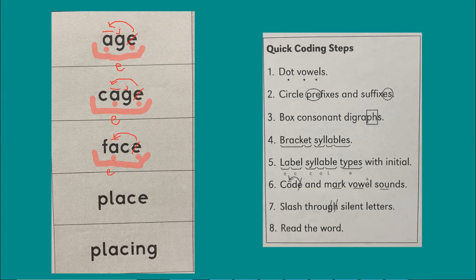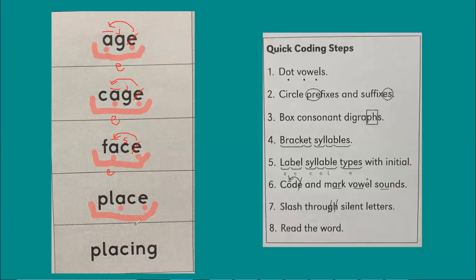And then we see that soft C. There's a C with the E after it. Face, and it has that S sound. So we put the S over. Okay, and that's what you do for face. The next one is place. So we dot our vowels, and then there are not any prefixes, suffixes, or consonant digraphs. So next we bracket our syllable, place. So we go all the way across, that's one syllable.